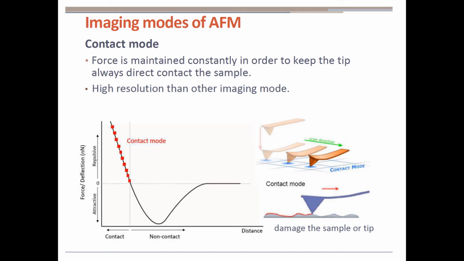The first one is the contact mode. In this mode, the tip always directly contacts the sample. The distance between the tip and the sample surface is very small, so the repulsion force is applied. Since the tip can feel or touch the surface all the time, this imaging mode often gives a very high resolution. However, the tip and the surface can be damaged, especially after taking numerous scans with contact AFM mode.